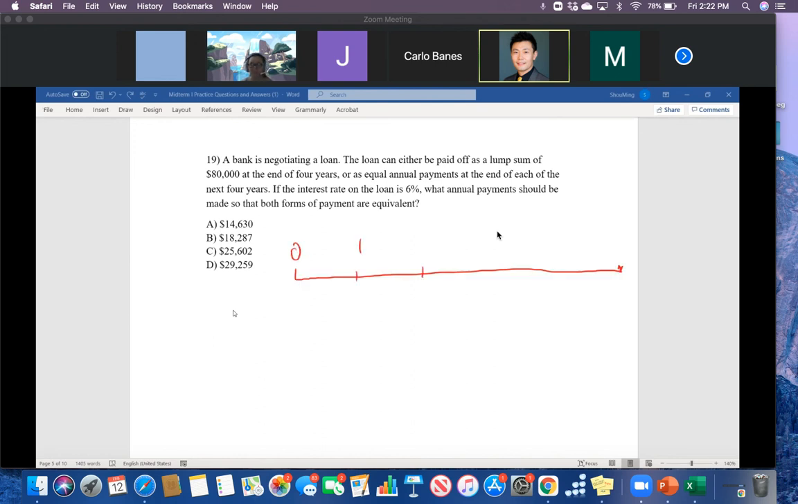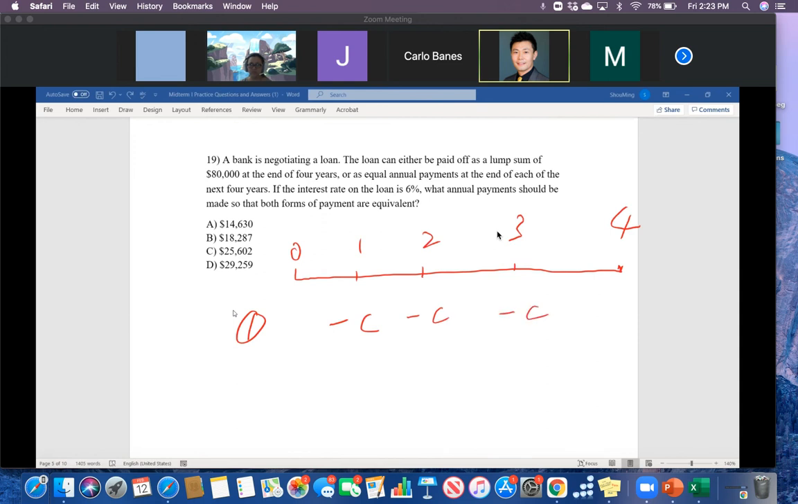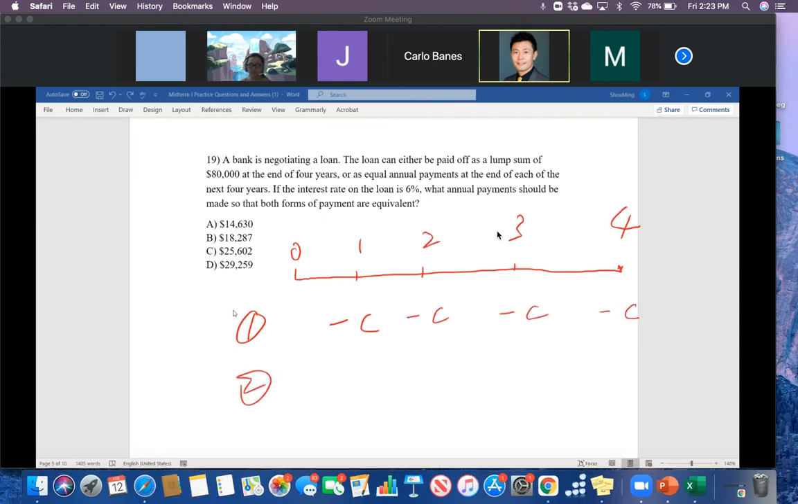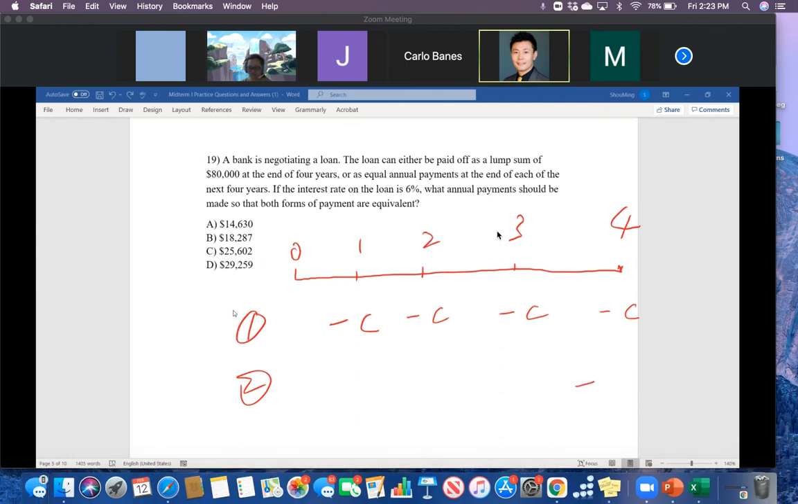We have a 4-year loan, and there are two options. The first option is you pay some money back at the end of each year, right? At the end of each year. The second option is that you pay the lump sum of 80,000 back at the end of year 4, right?